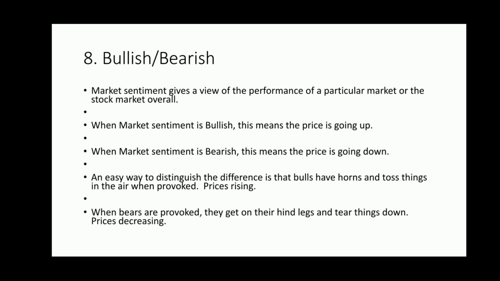Now, the easy way to distinguish the difference and to remember is that bulls have horns. Okay? It has horns at the top of its head pointing upwards. That's the bull. Bullish. It means up. And the bears, when bears are provoked, they get on their hind legs and they tear things down. So price is going down.